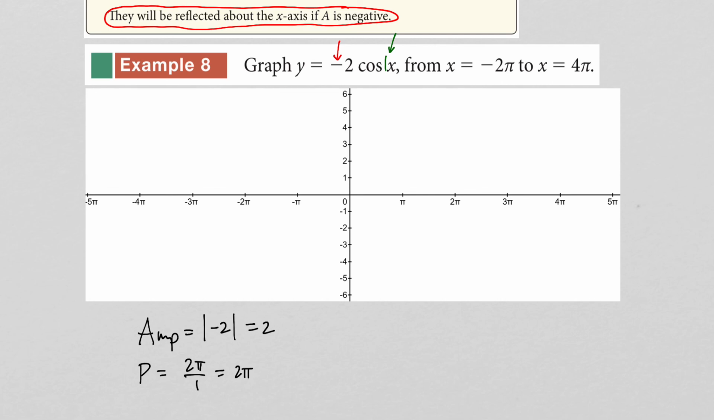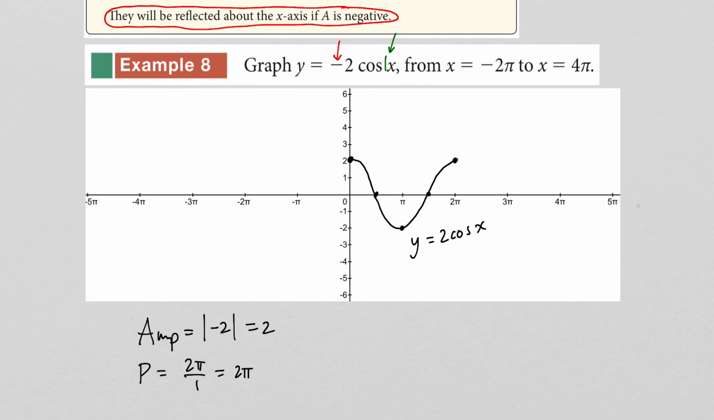So let's think about this for a minute. Cosine graphs start at the high point. So the amplitude is 2, means the cosine graph would normally start at 2. 2 pi is the period, so it's going to end at that same level. And then halfway in between, it will be at its low point. And halfway in between there, it will cross. So this is what it would look like if it was y equals 2 cosine of x. But we don't have 2. We have negative 2. So what happens is this graph gets reflected about the x-axis.